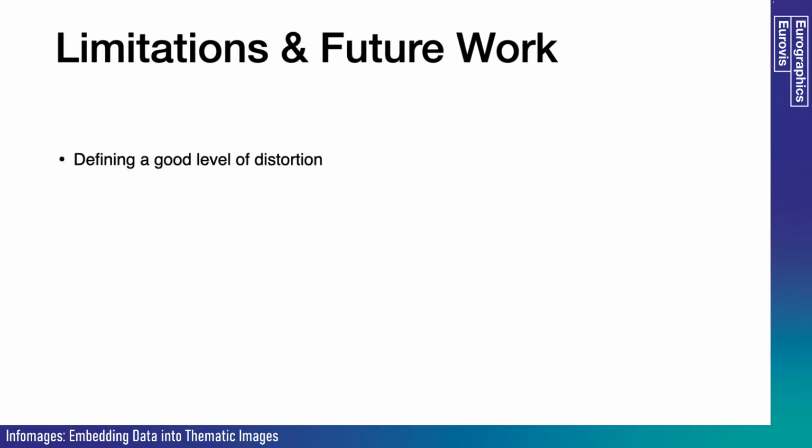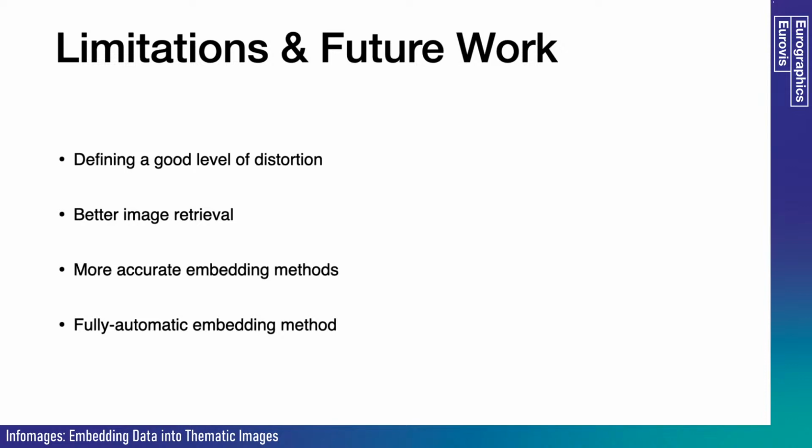The first is to define a good level of distortion. This is an extremely difficult task and requires a large-scale user study. The next is to develop a better image retrieval, as that is something the users complained about. They also stated that our segmentation and alignment methods could be more accurate, so that is something else that can be improved in the future. And finally, we hope to extend our embedding methods to a fully automatic approach.